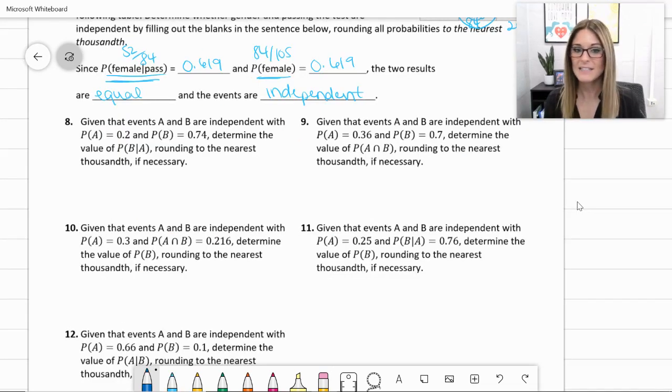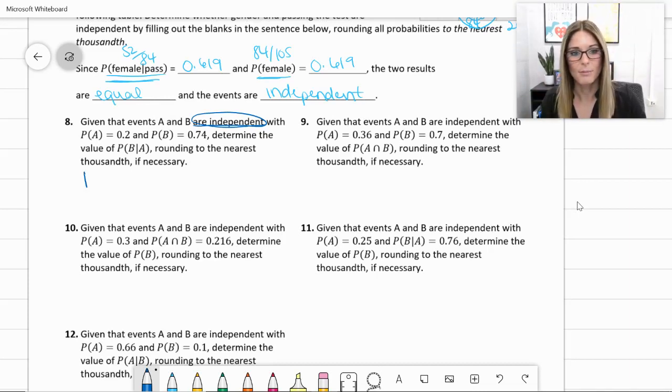So number 8 through 12, we're doing what we've done in the past. We're going to take our probability formulas and compute various other values. Given that the events A and B are independent, they've already told us, hey, they're independent. You can use those independent rules at the top of our page. Probability of A is given, probability of B is given. Determine the value of B given A. So we're going to be using that formula from method 2.